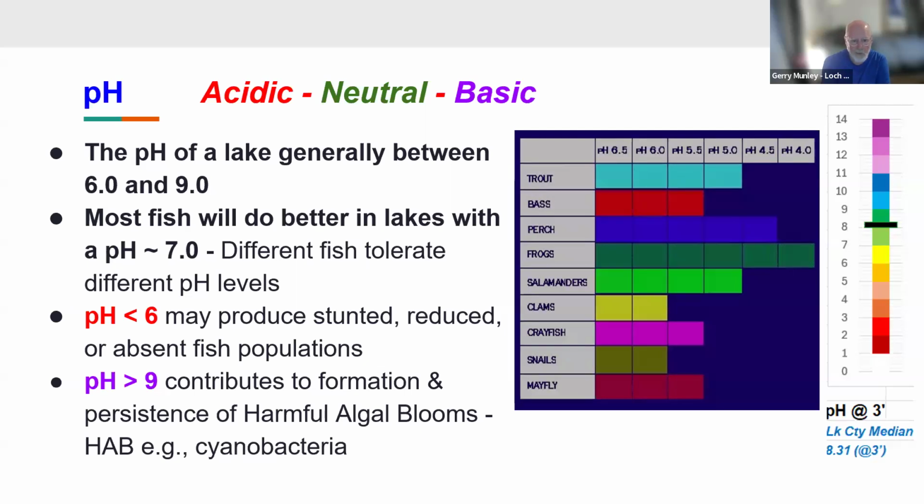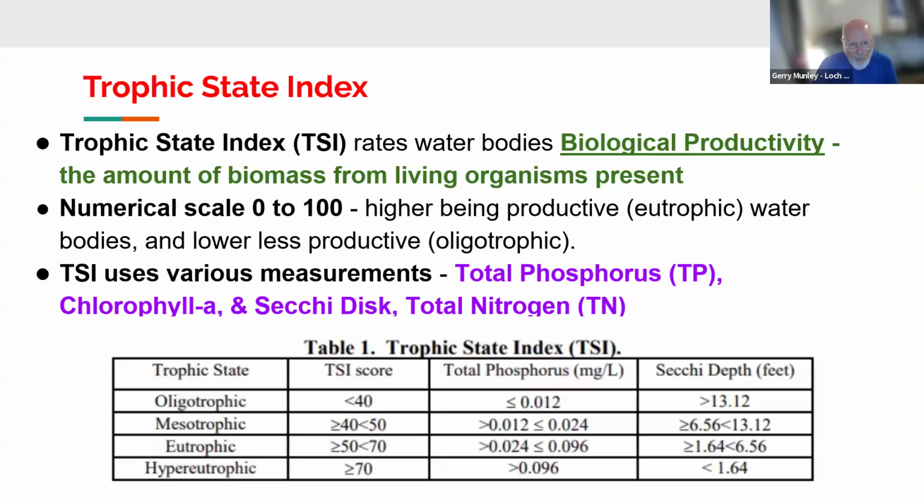Next, please. Okay, so now trophic state, to get back to that biological productivity. So trophic state index, the TSI, the amount of biomass from organisms in your lake.